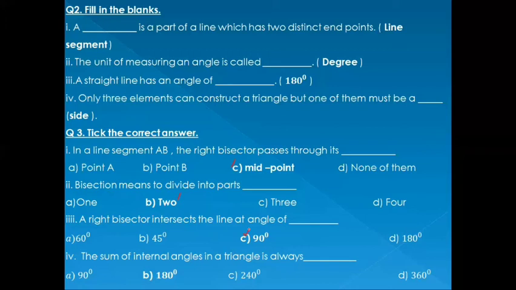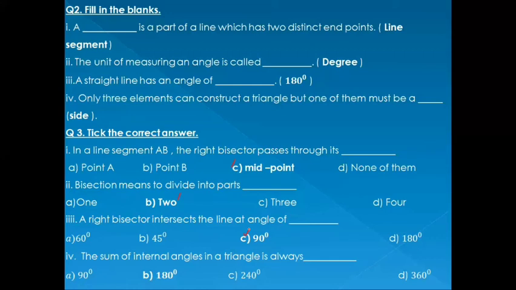The sum of the internal angles in a triangle is always dash. Option A 90 degrees, option 2 180 degrees, option 3 240 degrees, and option D 360 degrees. So dear student, this was question number 3 and 2 that I have done from the objective exercise that are part of the goal.